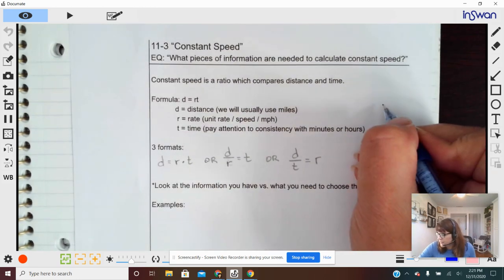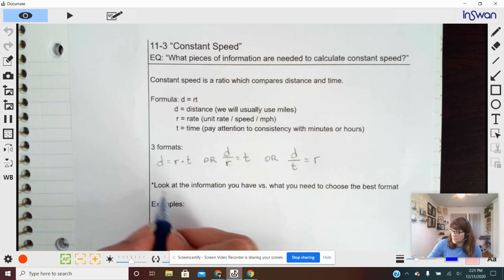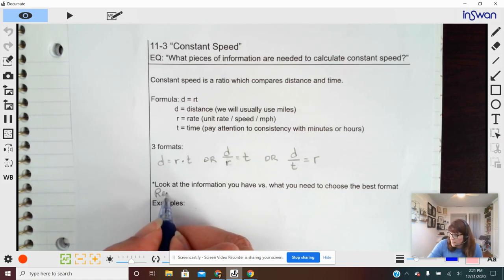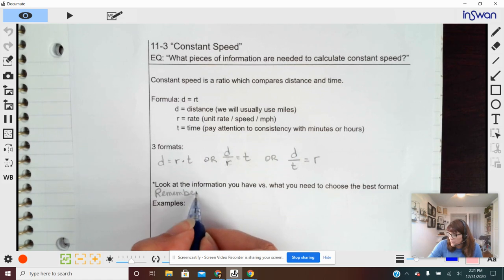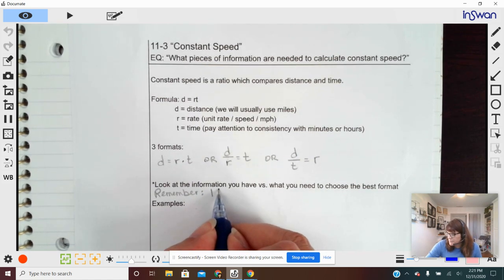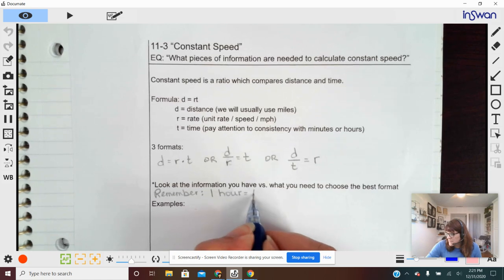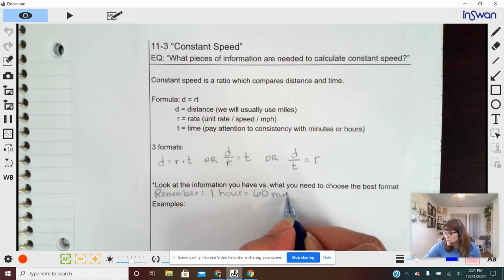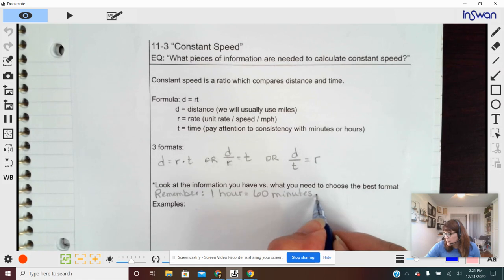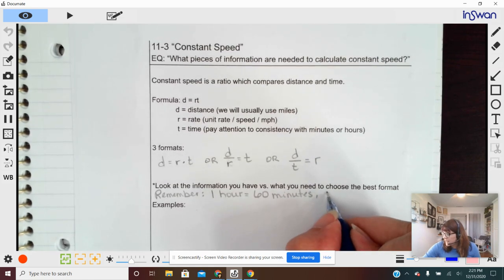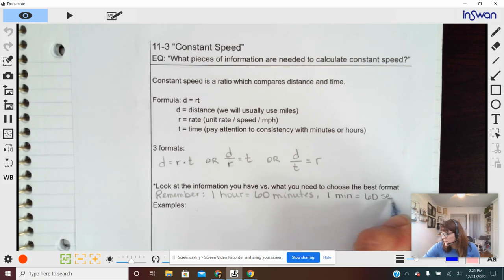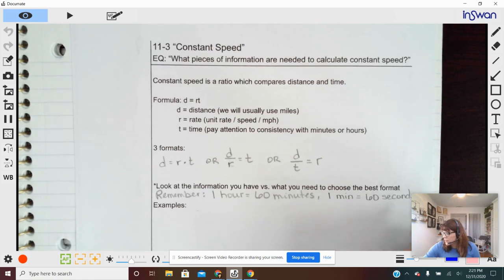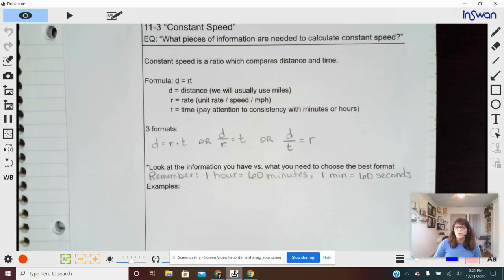Now remember, and I'll do this right here above our examples, and please write this in for yourself. 1 hour is 60 minutes. And 1 minute is 60 seconds. And if there are any others that we need, I will make sure that I give them to you, have them available for you, things like that.